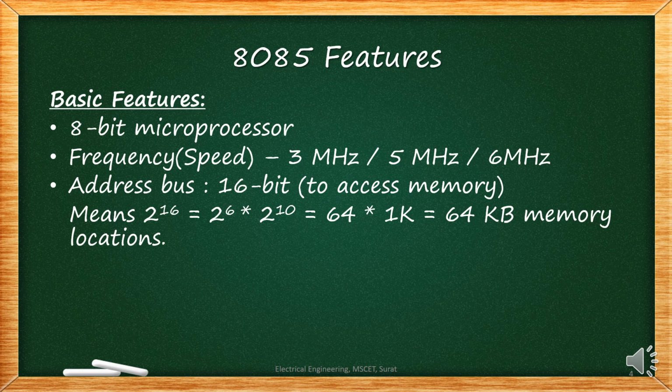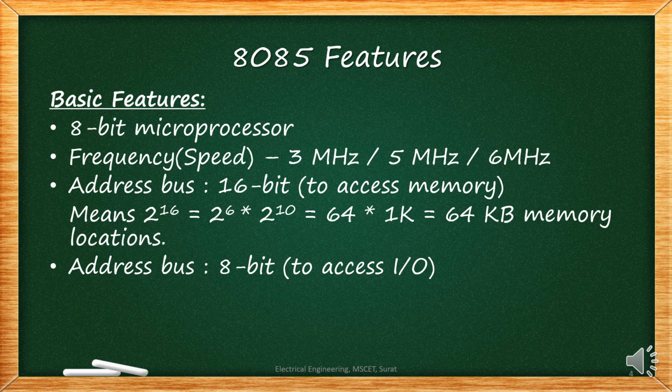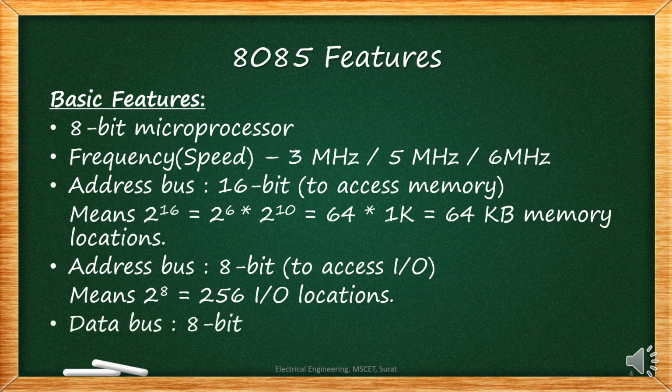Now talk about the input outputs. For input output, 8085 has 8 bits. Similarly we can calculate it. That means it can access 2 raised to 8, which is 256 input output locations. So we can connect 256 different input output locations to the 8085 microprocessor. And as we discussed, it is an 8-bit microprocessor, so its data bus works on 8 bits.